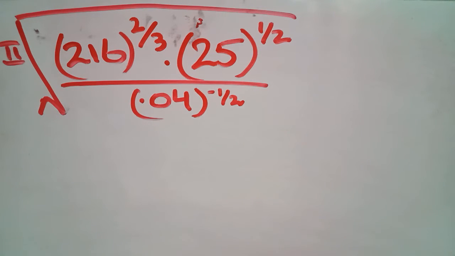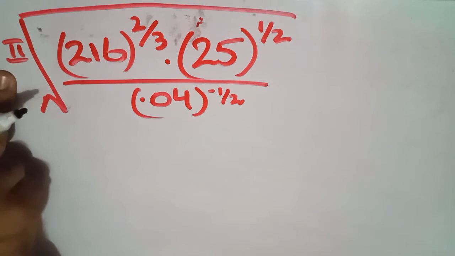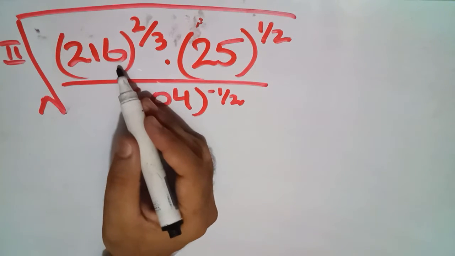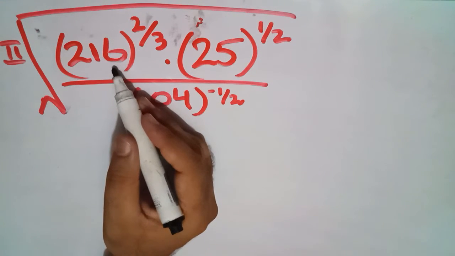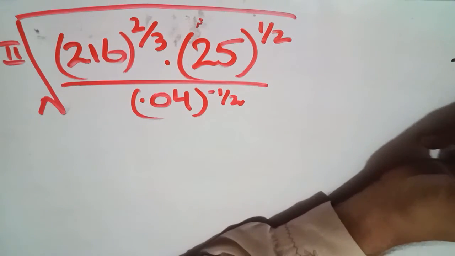So here we have the next question, question number 3 and part number 2. First of all, the method is the same. You will have to simplify. You will write the factors of these numbers. So in the rough work I am making the factors.